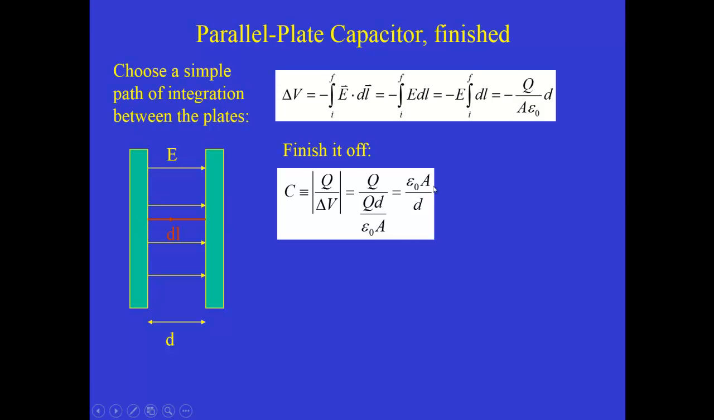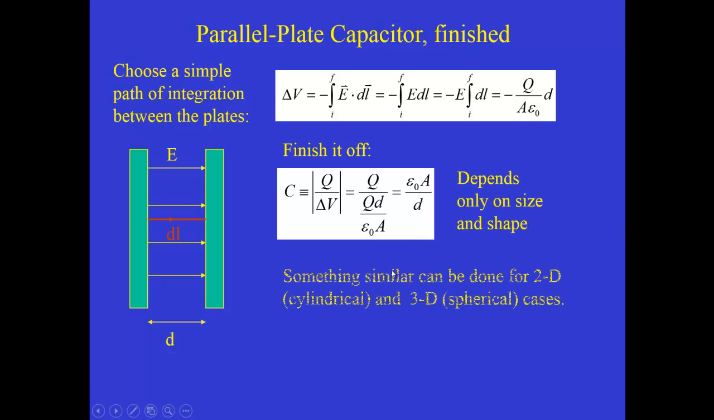So you see, as we mentioned already, it depends on the surface area and the plate separation distance. So the geometry, the size and shape of the plates is what enters into this result. Something similar can be done, and it actually is done, as examples in your textbook, for a two-dimensional capacitor, a cylindrical capacitor, and then for a three-dimensional capacitor, which would be the spherical geometry.